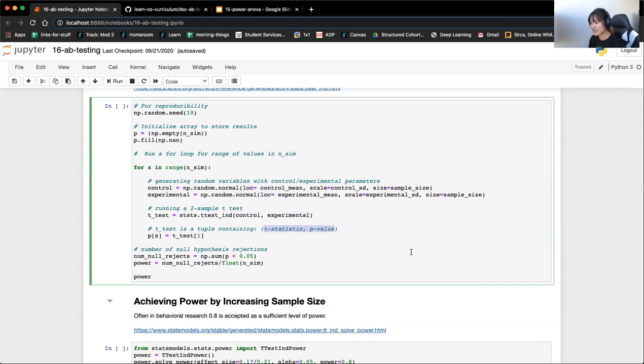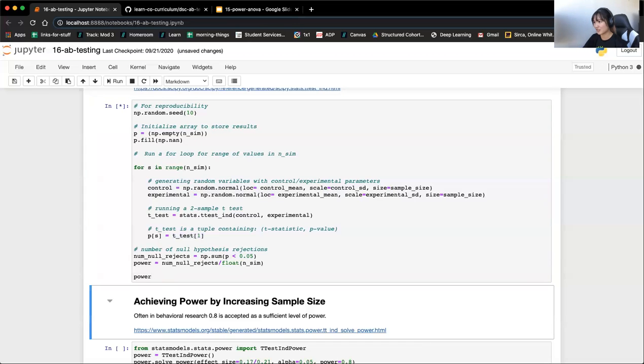When you run a t-test this way, stats.ttest_ind returns both a t-statistic and a p-value, in a tuple. So to get the p-value, we're just going to take the second part of the tuple. After all of that is filled up, we're going to look at how many times the p-value is actually less than 0.05. I think it'll be a little bit clearer after I run this.